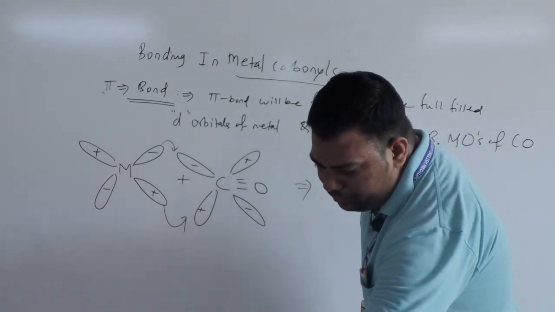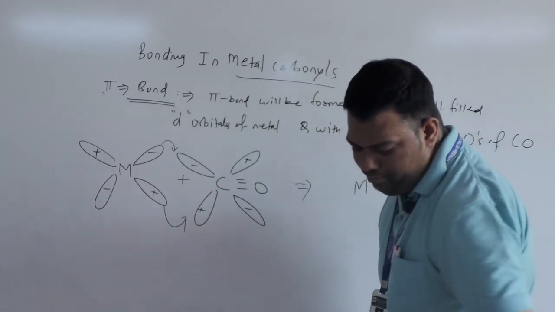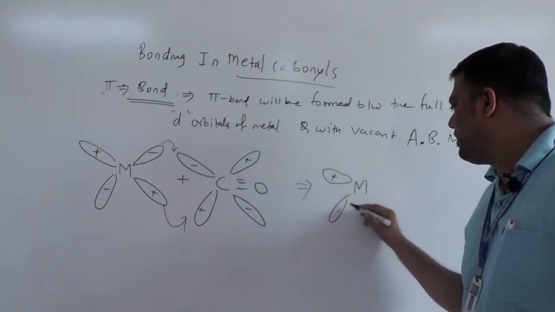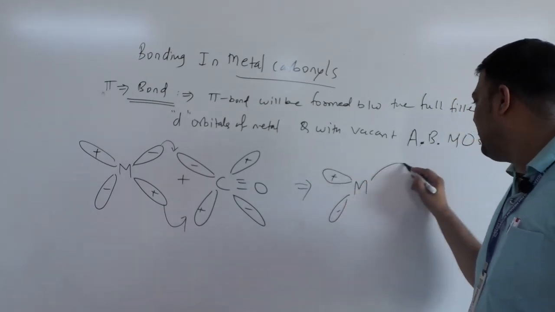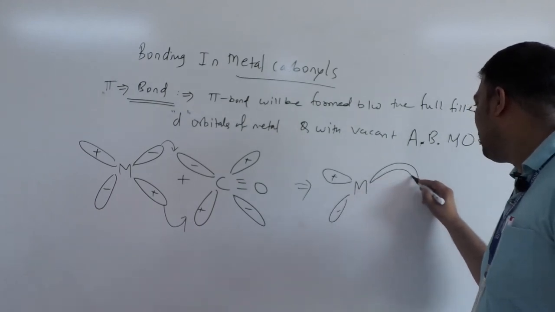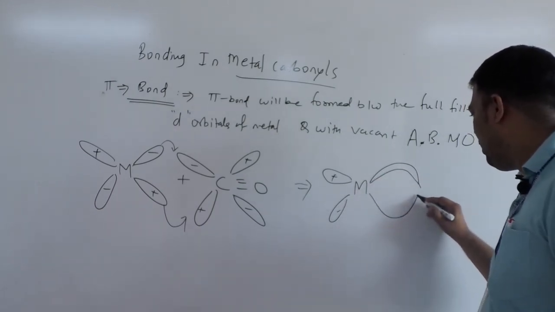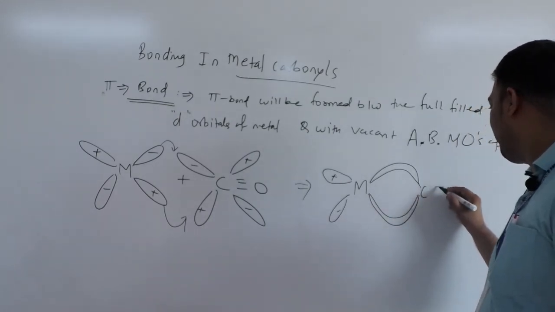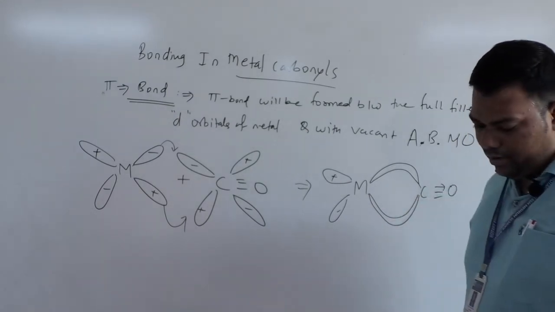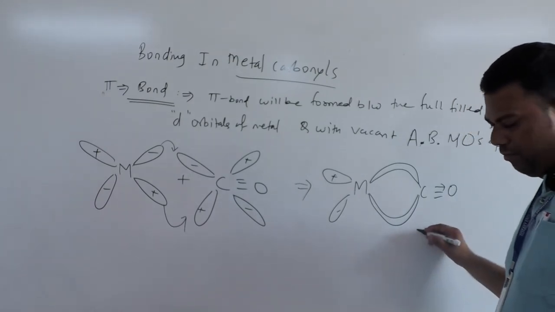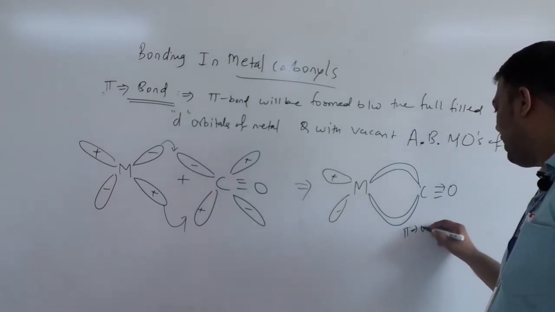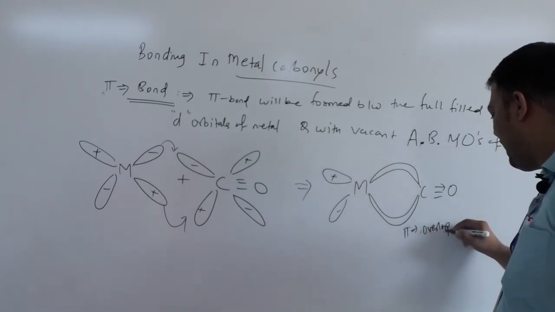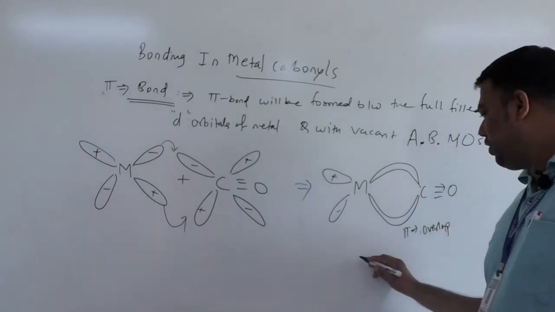See how we can represent that bonding between the metal and carbonyl like this. Here we can call it a pi overlap.